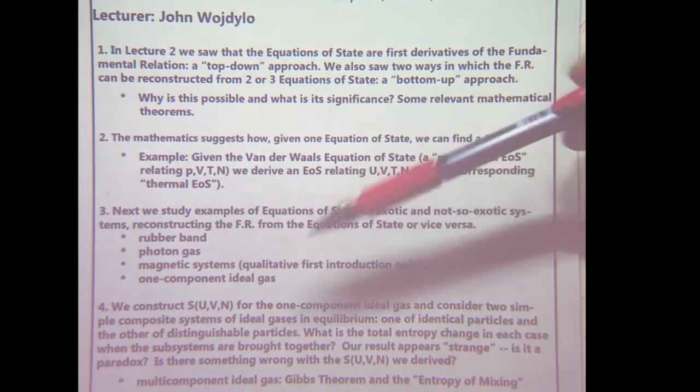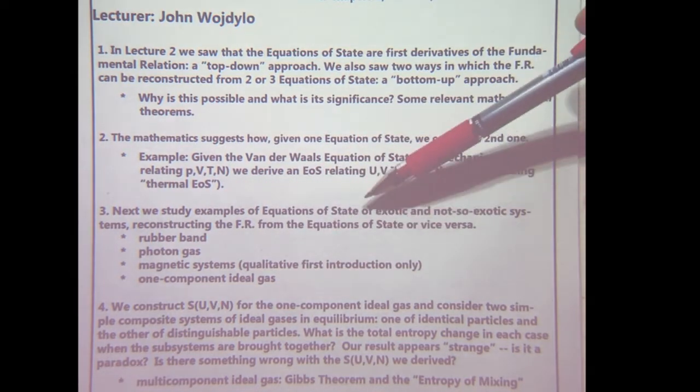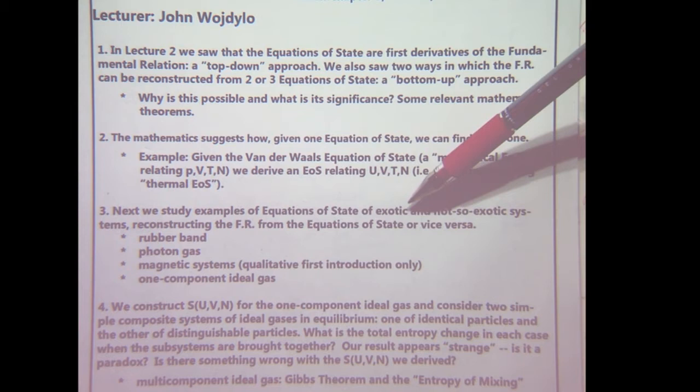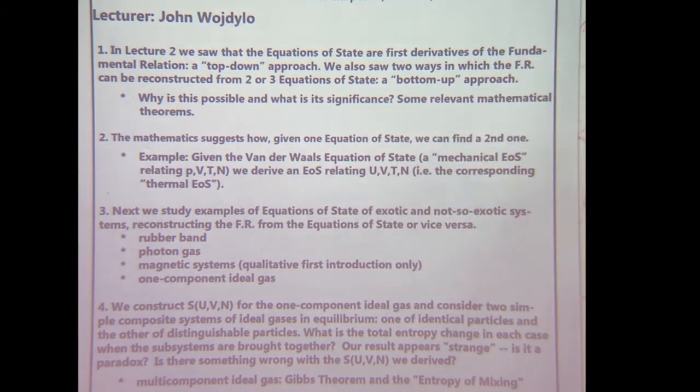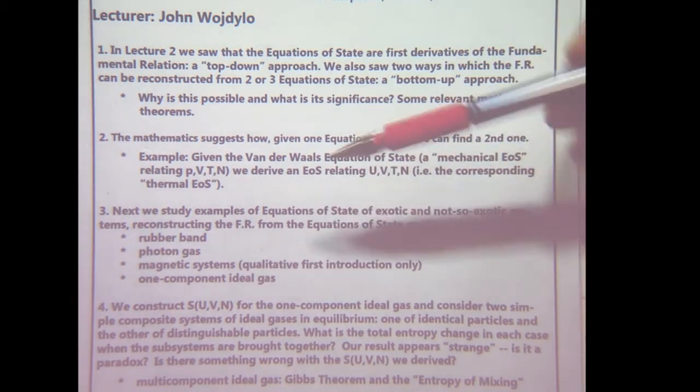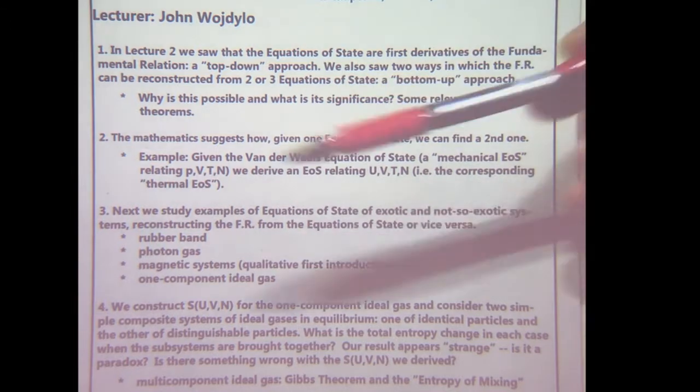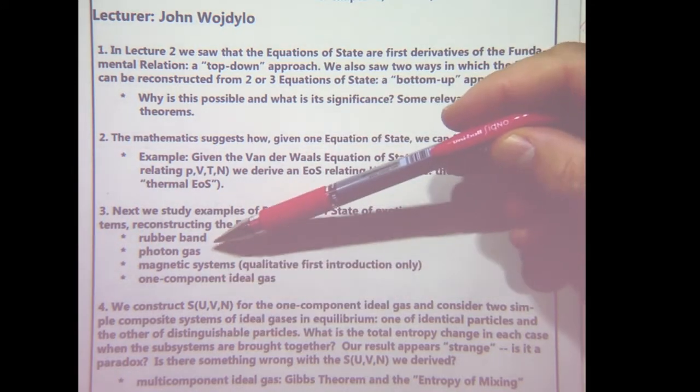Next, we have a look at some examples of equations of state of some exotic and not so exotic systems. Now, what kind of systems have you seen so far? Ideal gas. A little bit boring, right? Actually, not totally boring, ideal gas, as we'll see, but relatively boring. There are some interesting systems out there, starting with the ultra exotic system: rubber band.